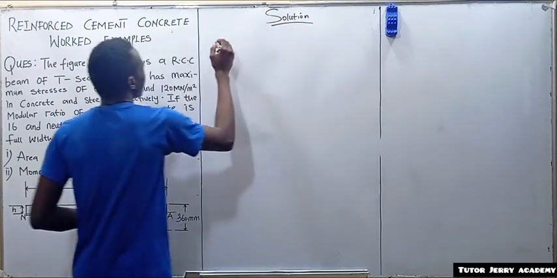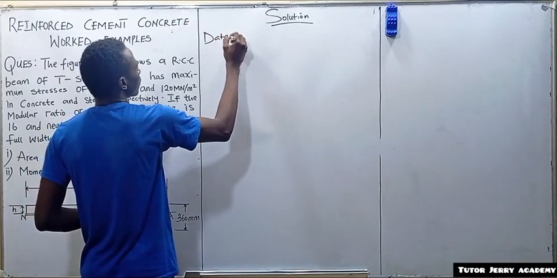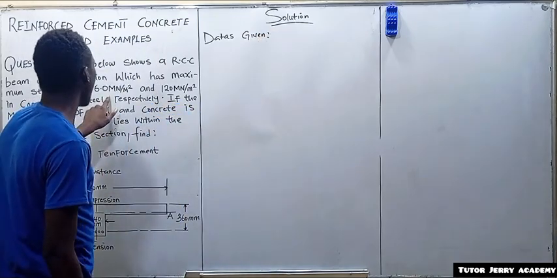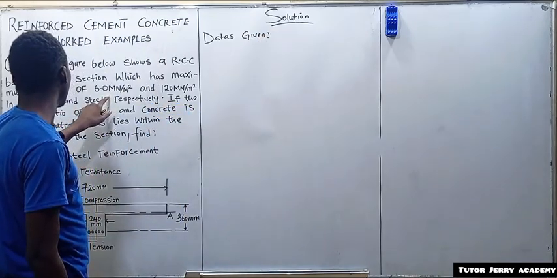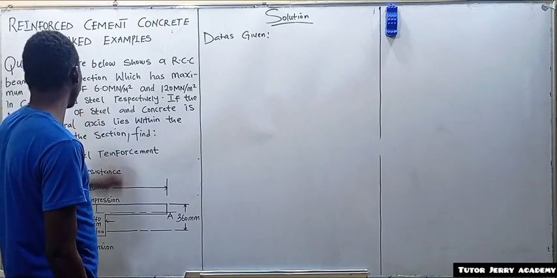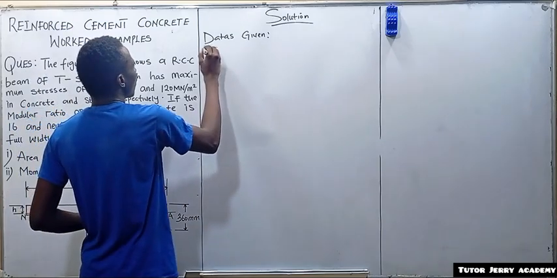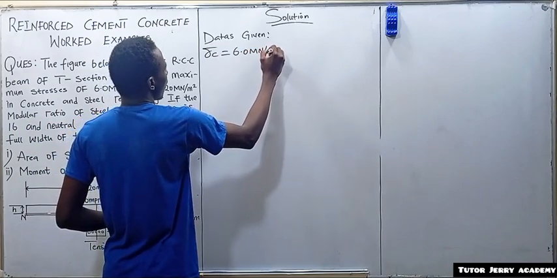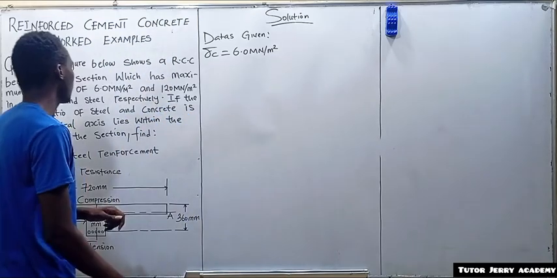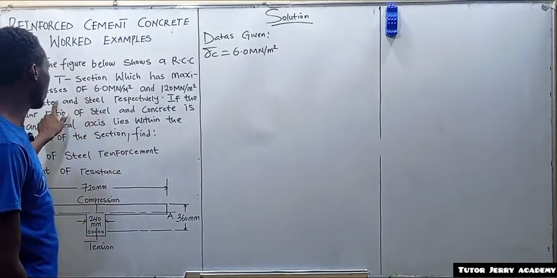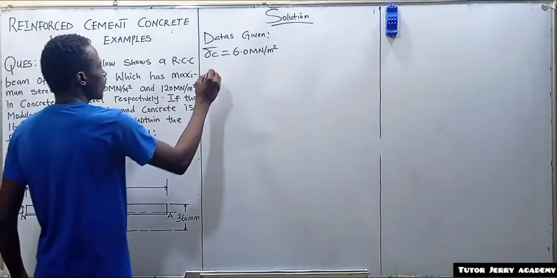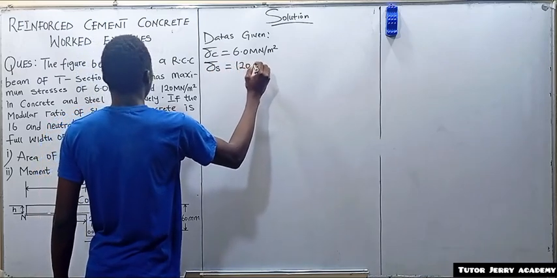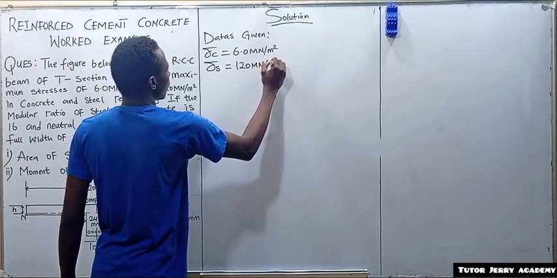All right, so our data is given. First we have our maximum stress of concrete, which is nothing but 6.0. So sigma C is equal to 6.0 mega newton per meter square. This is the maximum stress of concrete. 120 mega newton per meter square is the maximum stress of steel.